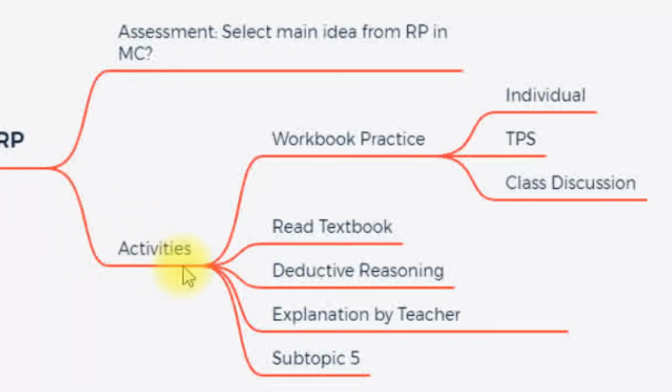Okay. So then I have another branch, the activities. We're going to have workbook practice. There's going to be individual workbook practice. We're going to do some TPS activities. That's my abbreviation for think, pair, share. That's where the student will work on something. Then I'll put them in groups of 2 and they'll talk about what they just did. And then they will report back to the class. It could be think, pair, share. It could be group work, whatever.